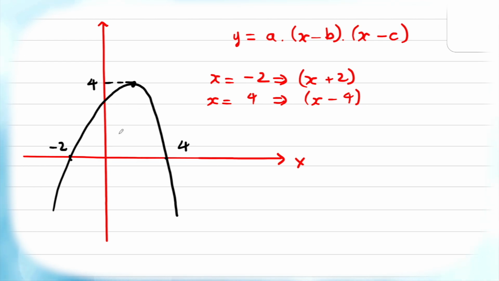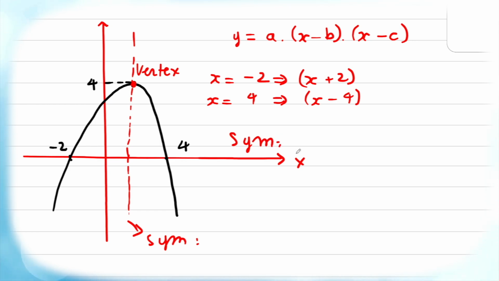But about this point, we have a problem. At this point, we know that this one will be the vertex, but we only have the y-coordinate of the vertex here. So I need one more piece of information: the symmetrical line. About the symmetrical line, connecting to the x-intercept information, the midpoint between the two x-intercepts will be the symmetrical line.